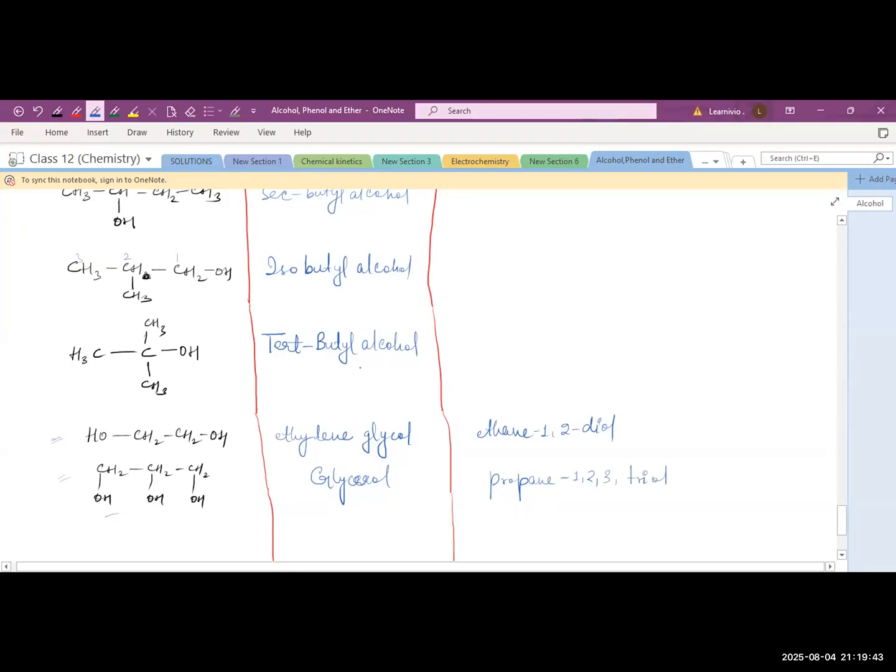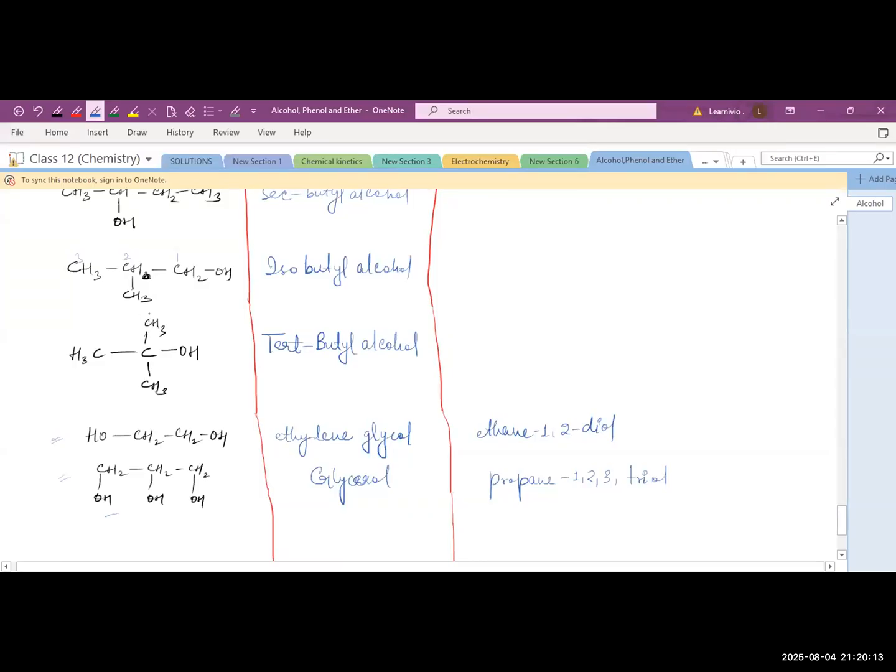And what about this? This will be 1, 1 dimethyl ethanol. Are you sure? I told you how to find the parent chain. The parent chain is the longest chain, right? So you can take this also, 1, 2, 3.